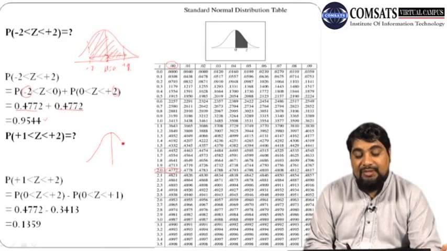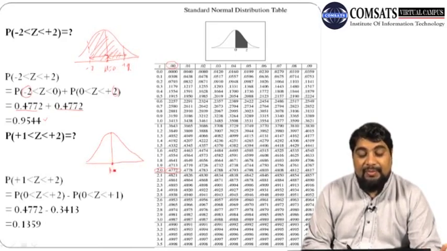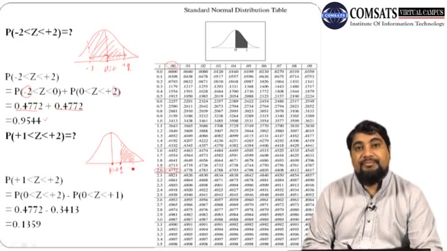So just draw the bell-shaped curve. Here is the mean, which is 0. Here we have +1, here we have +2. So now we are interested in finding this area between +1 and 2.